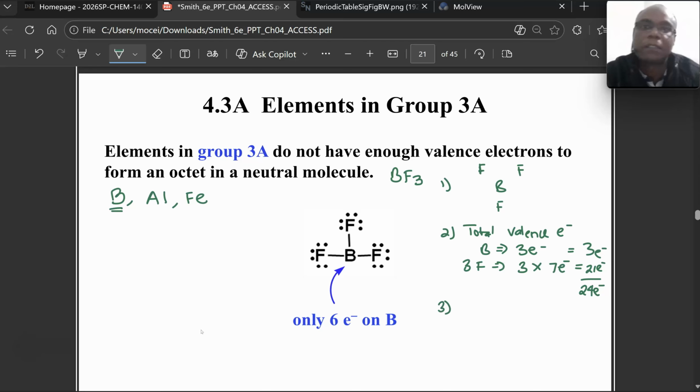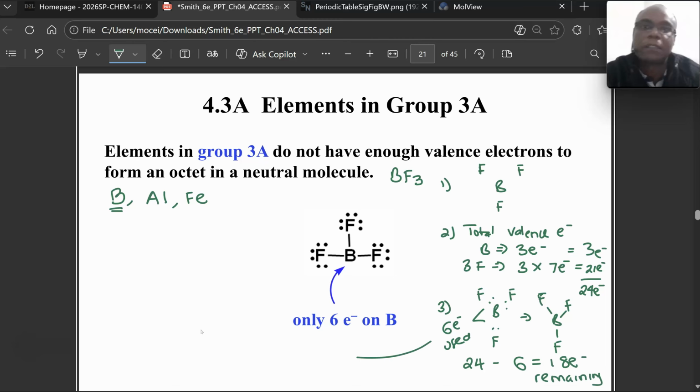So step number 3, I connect my fluorines with 2 dots. That gives me a bond. So that will bring me this far. A bond is 2 electrons. But I see I've only used 6 electrons out of the 24. Remaining will be 24 minus 6. That's going to be 18 electrons remaining. So where will the 18 electrons remain?